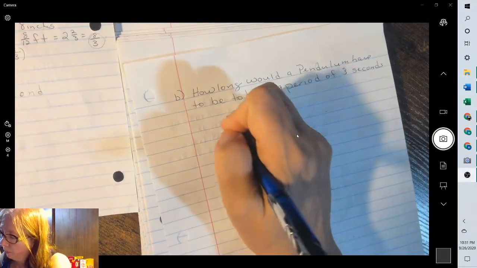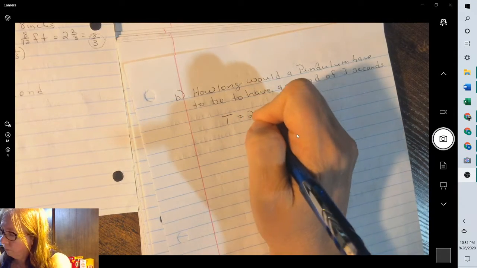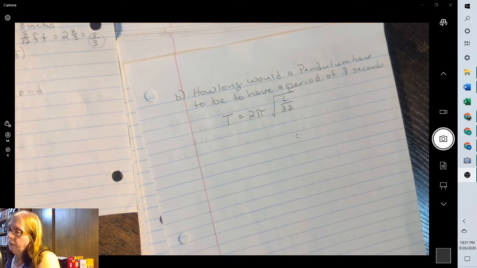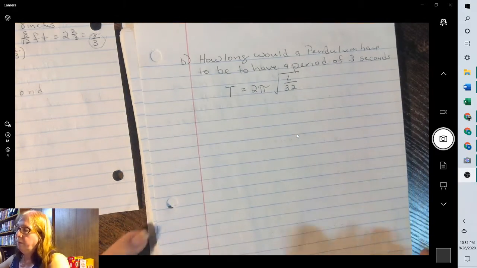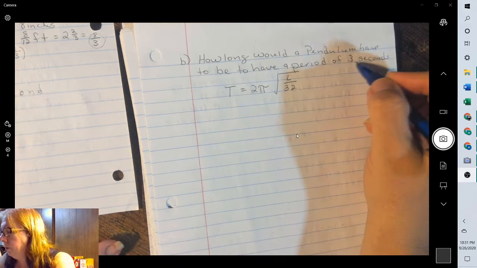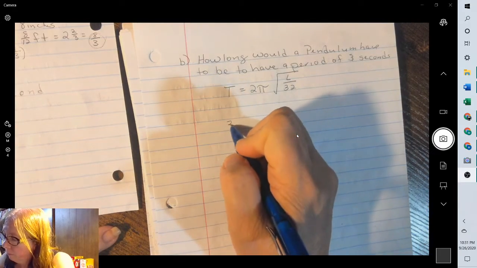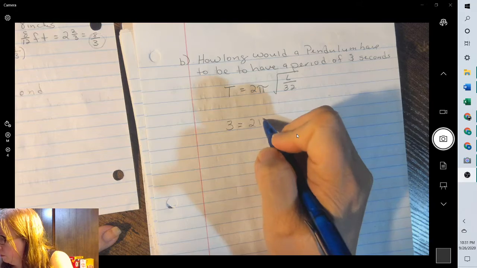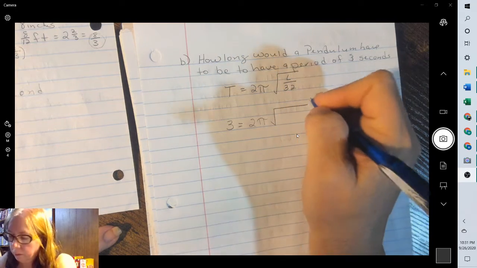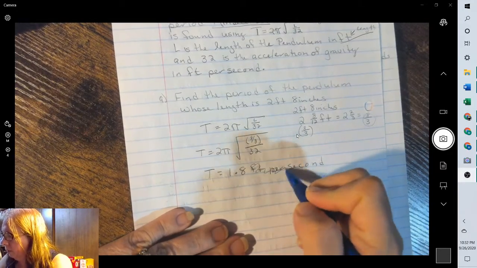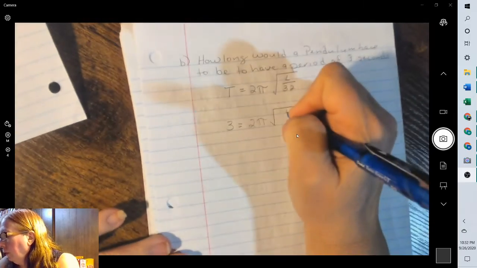We have a second part to the problem. Using the same formula, how long would a pendulum have to be to have a period of 3 seconds? So to have a period of 3 seconds, we put 3 in for our time. You would only have to use seconds here because it's time and time is in seconds. So on this one, it's 3 seconds. We're looking for L.